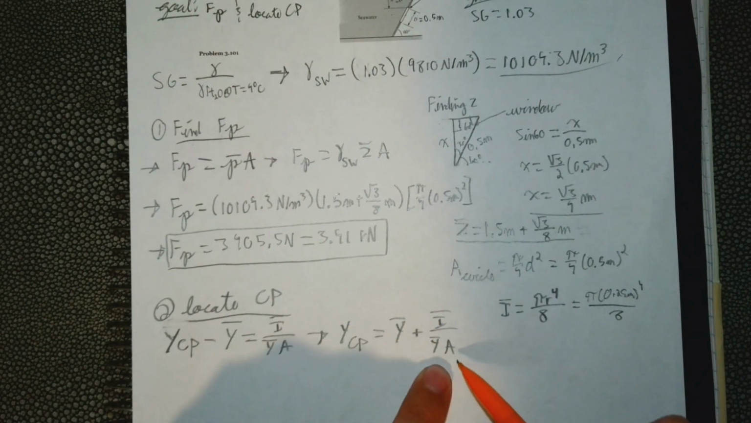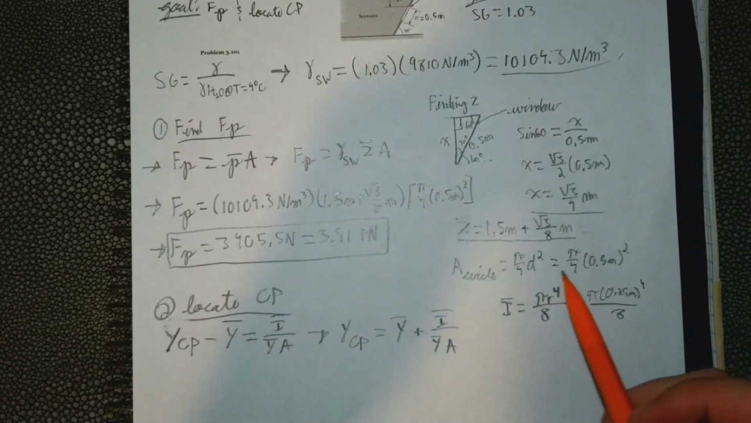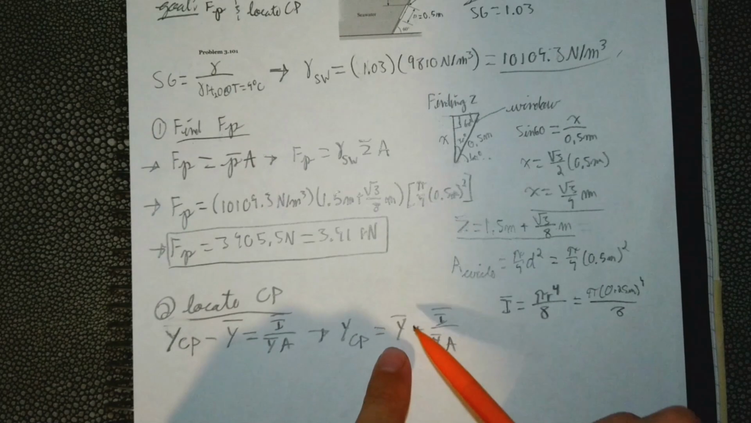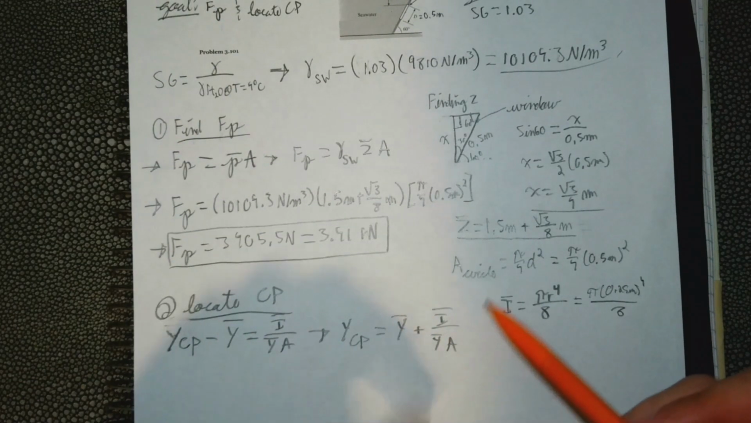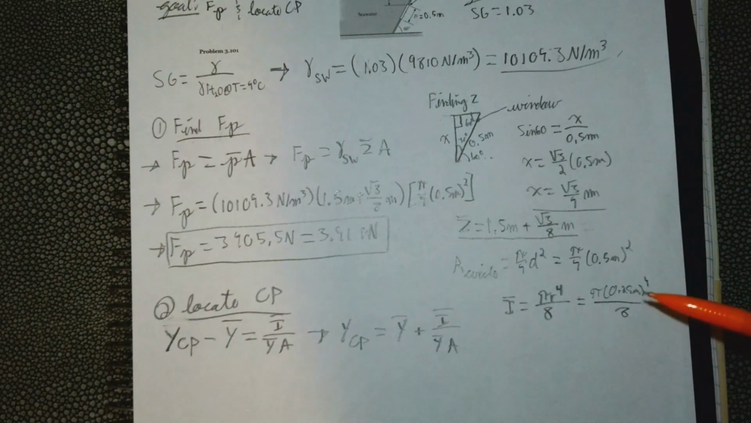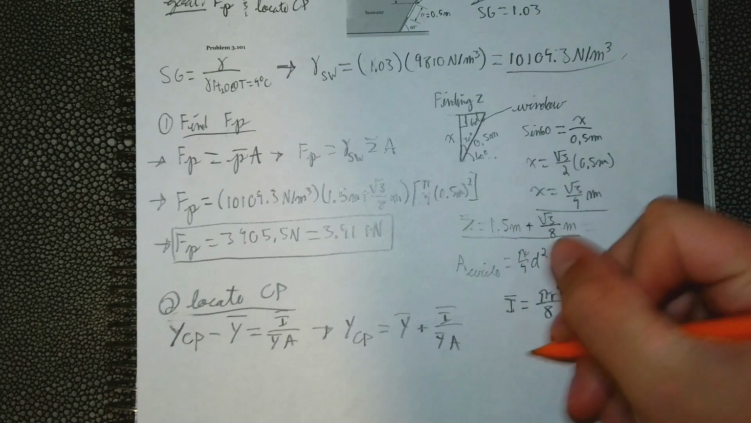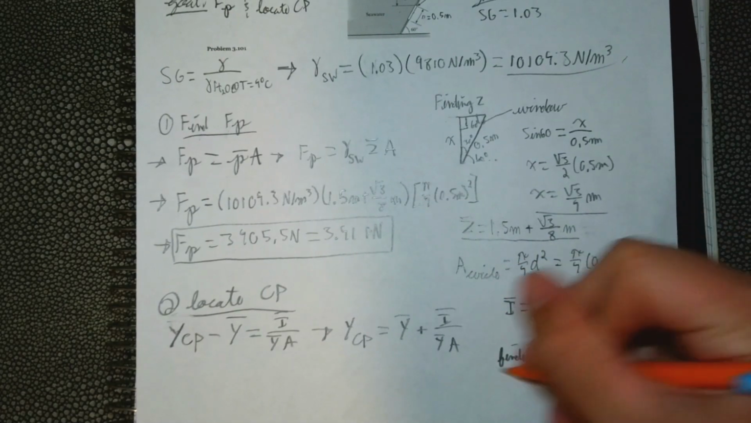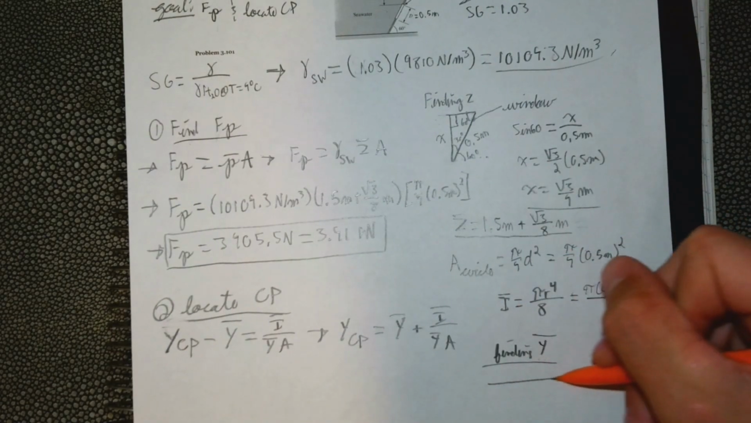Our area, we already found that actually. We can just use the same area that we found earlier. Now we have to find the slant distance from the surface of the seawater to the centroid of the window. So we have to draw another triangle for that, finding the slant distance to the centroid.